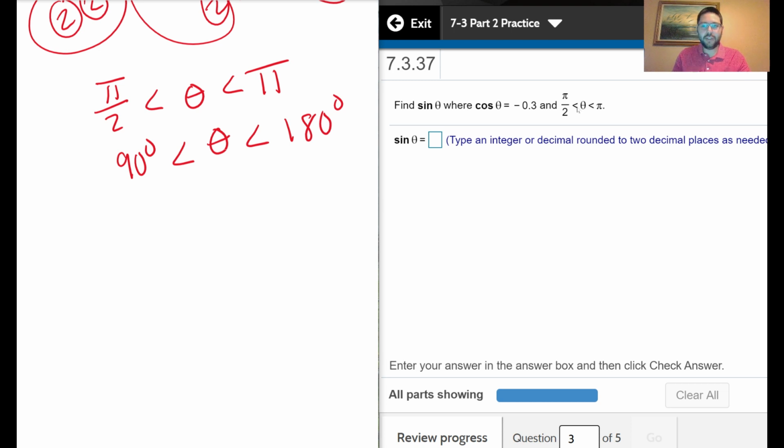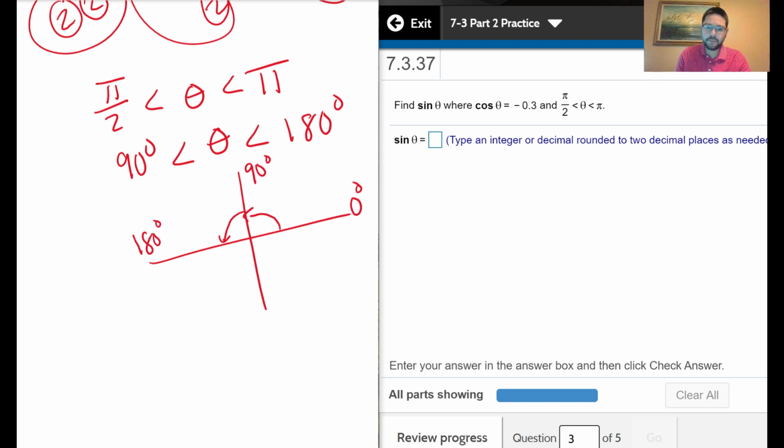Now, what quadrant is that? Well, remember that this is 0 degrees, right? This is 90 degrees going counterclockwise, and then continuing counterclockwise, this is 180 degrees, right? So it's saying it's between these two angles, which means we're in quadrant 2. So it's essentially saying that we're in quadrant 2 here, okay? So that's important to realize.